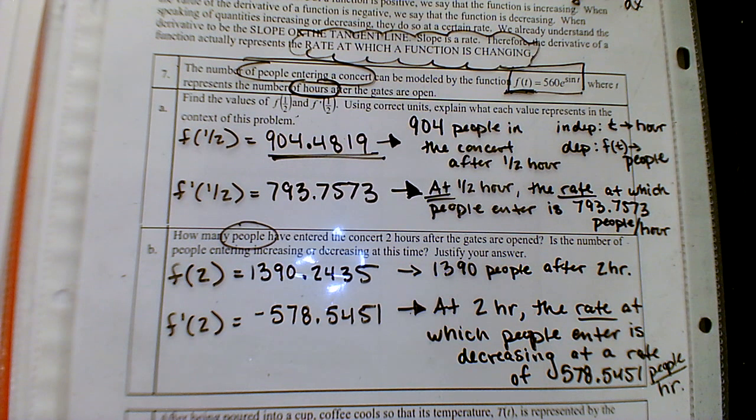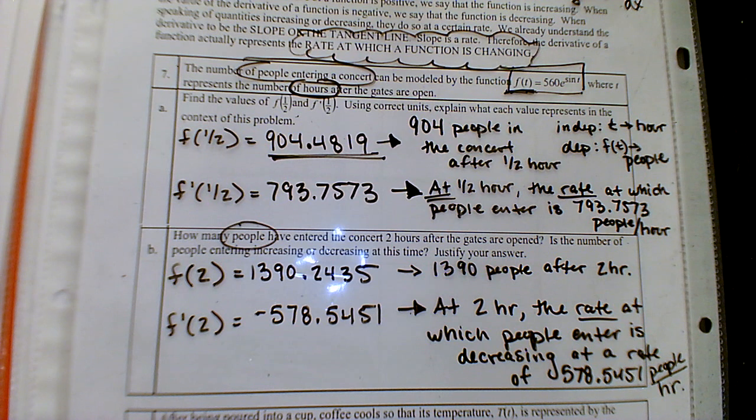One thing to note here: when I specifically state the word decreasing, I do not have to include the negative in the value, because the negative is just symbolizing that we are going down. If you said decreasing at a rate of negative 578, that double negative would actually mean you're increasing. Does that make sense? You've got to be careful how you phrase or write it.